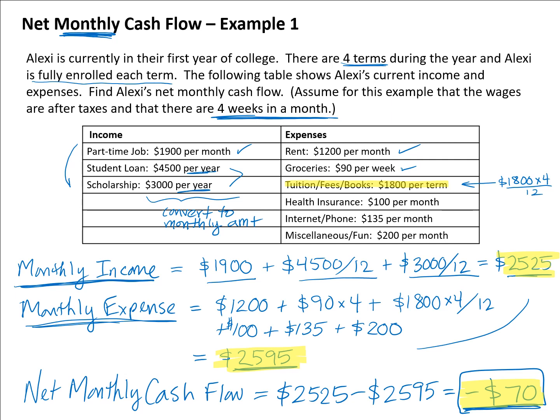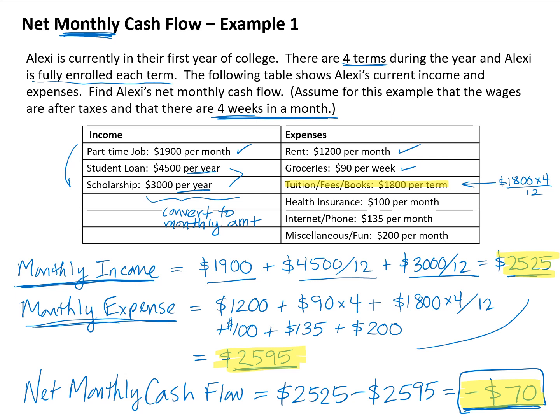This is where the fourth step in the process comes in. Once Alexi realizes that he's overspending, then Alexi can make adjustments. There are different ways that adjustments can be made. Adjustments can be to increase their income. Maybe Alexi could take a few extra hours with that part-time job each month. Or Alexi could choose to cut expenses. There's that $200 per month they have allotted to miscellaneous and fun. Maybe they could pull back on that a little bit, or use coupons to cut their grocery bill a little bit.